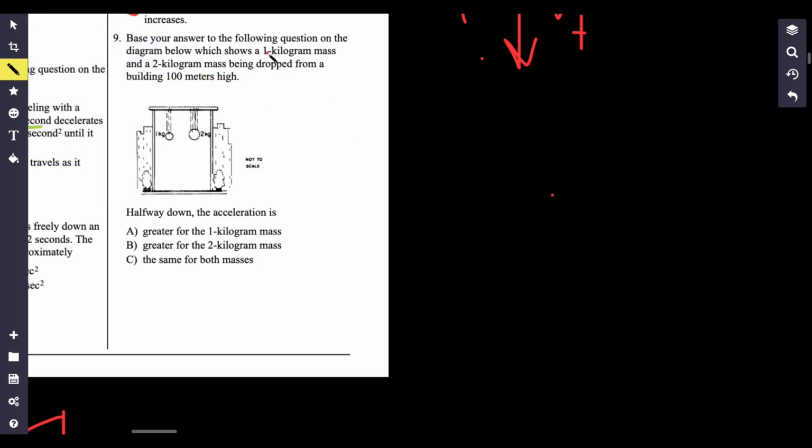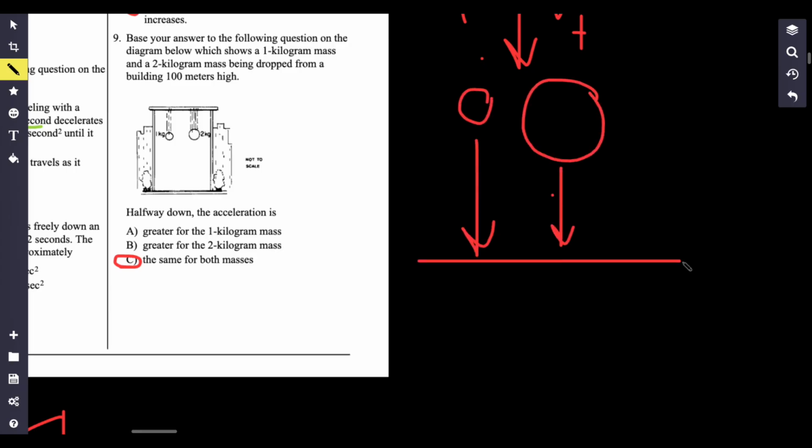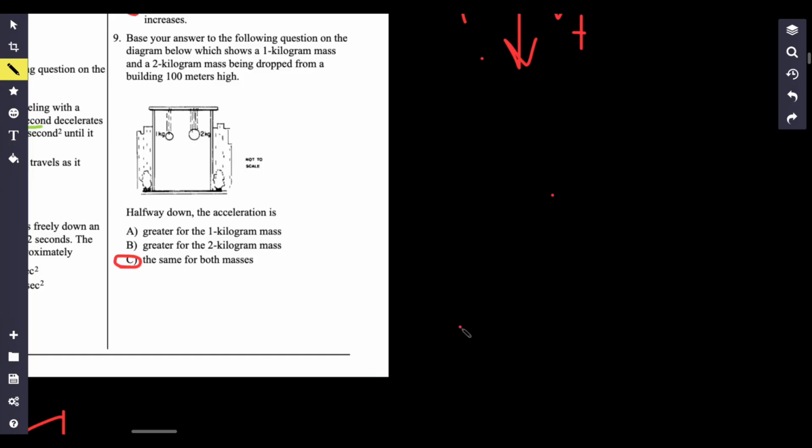A 2 kilogram mass. Halfway down, the acceleration is what? Once again, acceleration is going to be constant. It doesn't matter if the object is heavier. If we're ignoring air resistance and you drop two objects with different masses at the same time, they're both going to land at the same time on the ground. This is due to Newton's second law. You might think that a bigger object would fall quicker, but the thing is that bigger objects also have more inertia. So think about it like this.